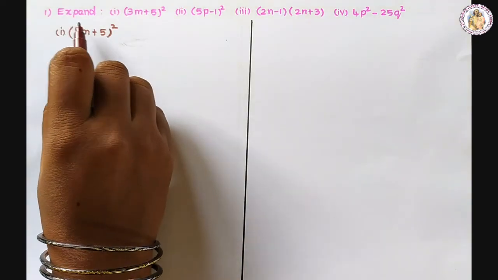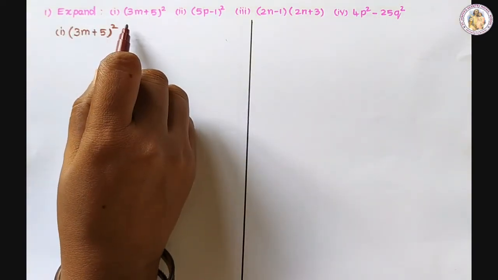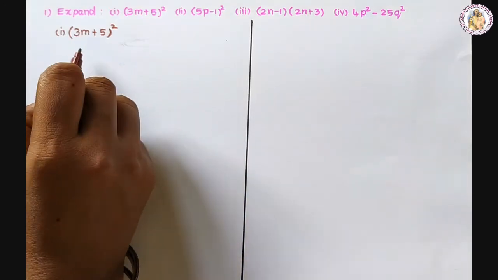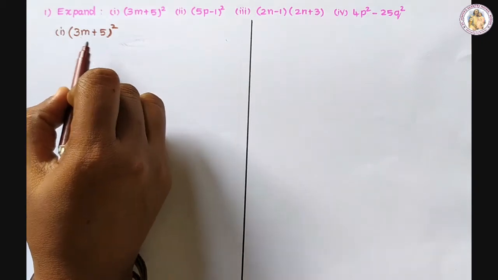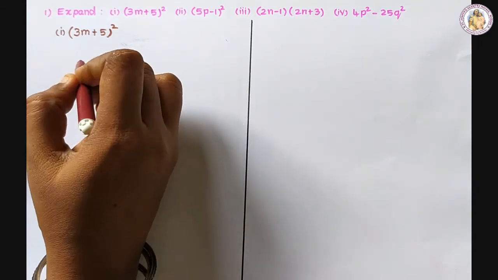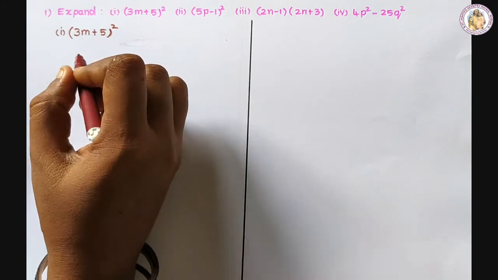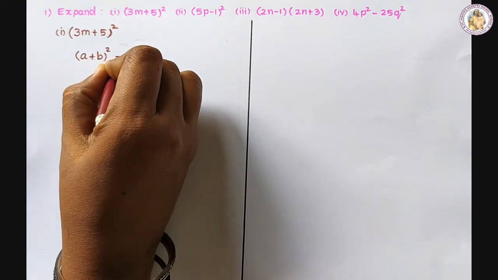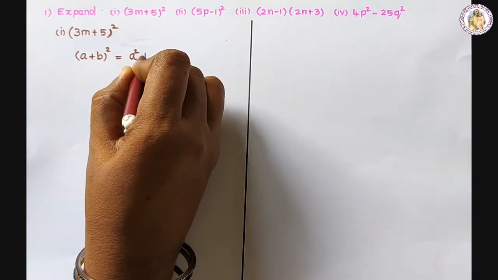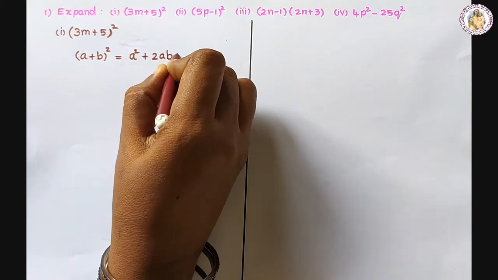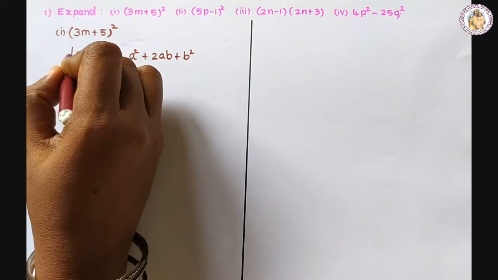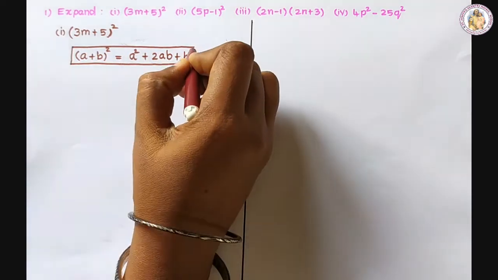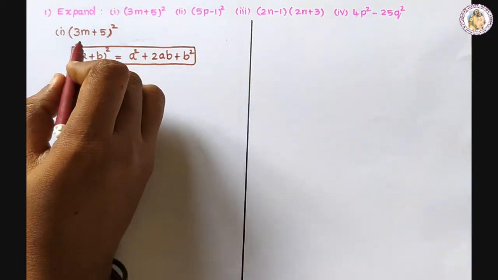First sum, expand. First subdivision, 3m plus 5 whole squared. Listen, what formula we can use to solve this problem? A plus B whole squared equal to A squared plus 2ab plus b squared. So use this formula and solve this.